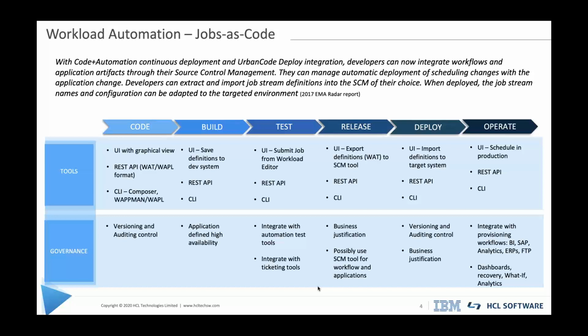From the governance point of view, you can have versioning and auditing control, but this is available, I have to honestly say, only for now on the distributed product. Build means saving the definitions to an AWS development system, because by saving the definitions, you get a validation of the syntax. You can do that with the REST APIs and the command lines.